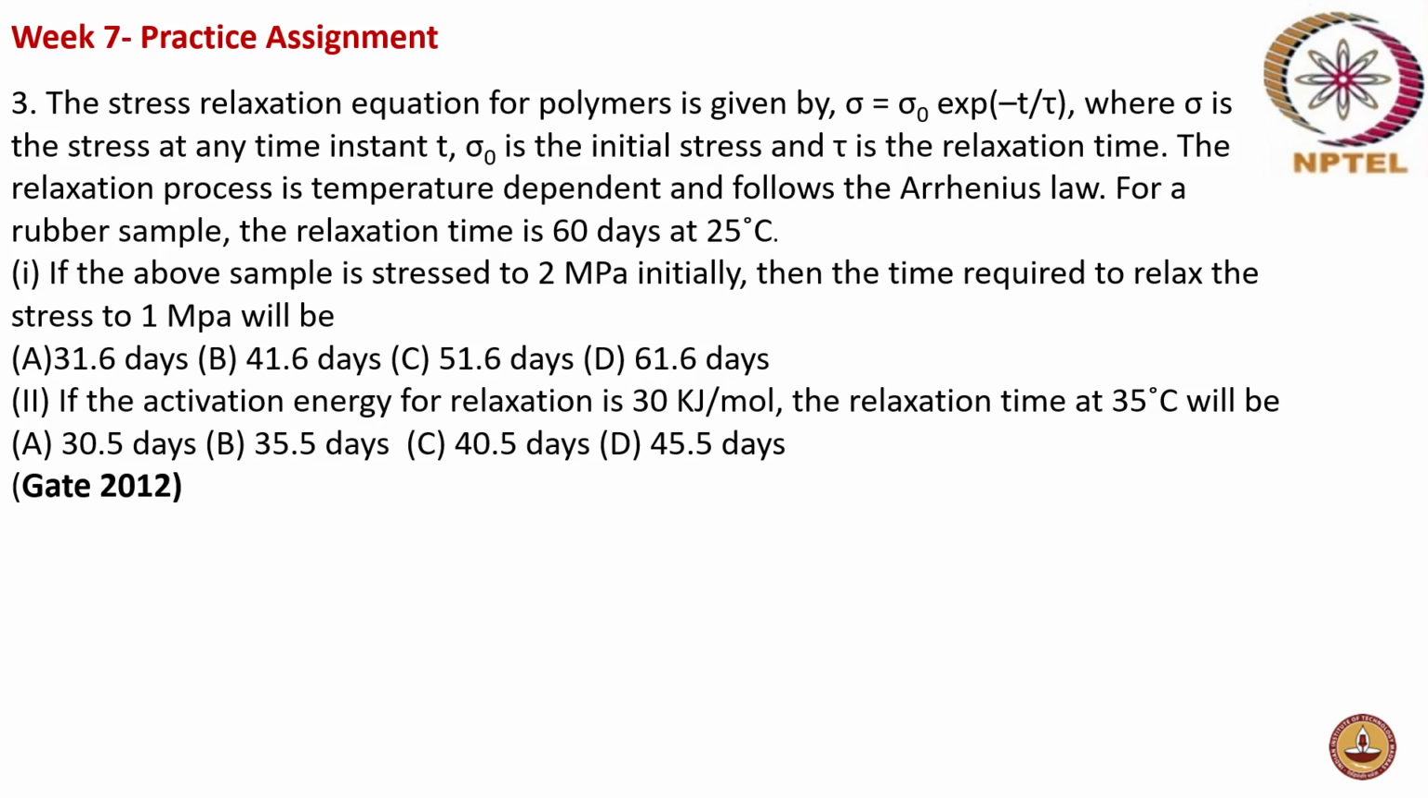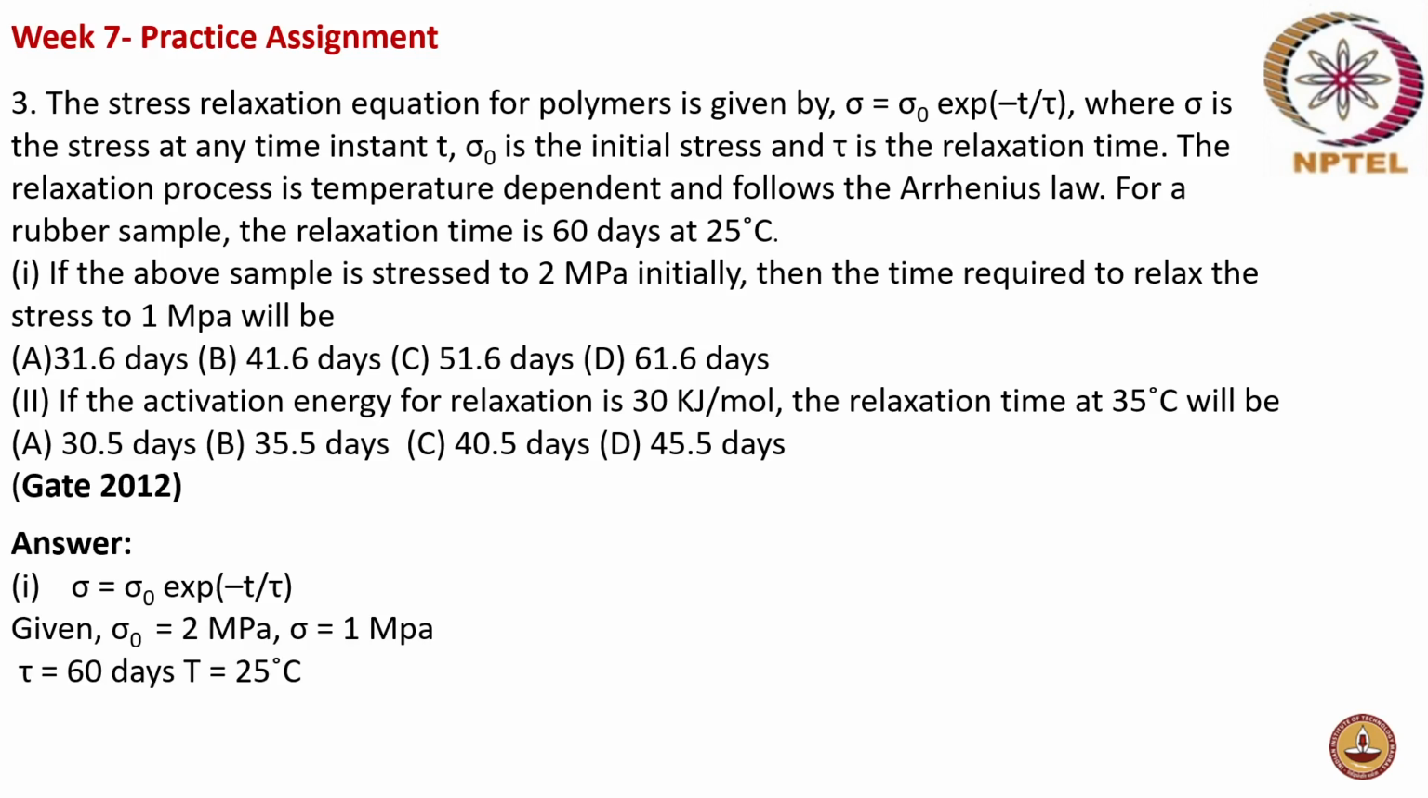The first part is very simple. They have already given the expression for stress relaxation. Sigma is equal to sigma naught into exponential of minus t by tau. And then they have given sigma naught, that is your initial stress is 2 megapascal, and then the stress relaxes to 1 megapascal. And also they have given your relaxation time as 60 days. This is at 25 degrees centigrade.